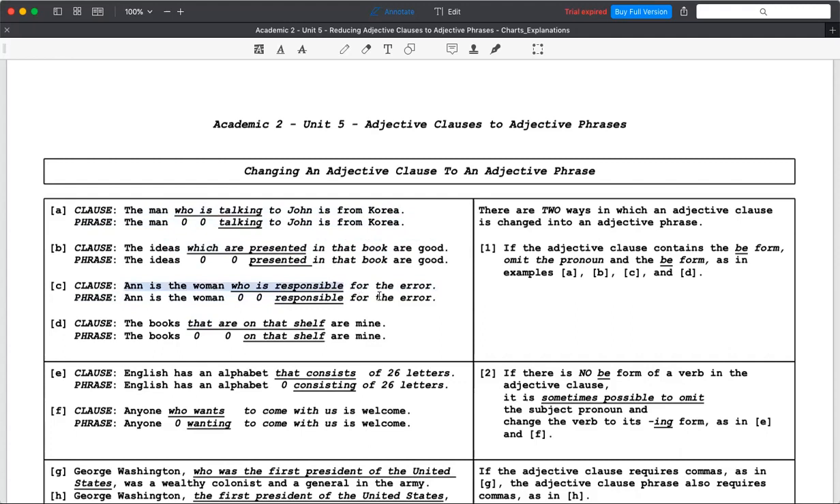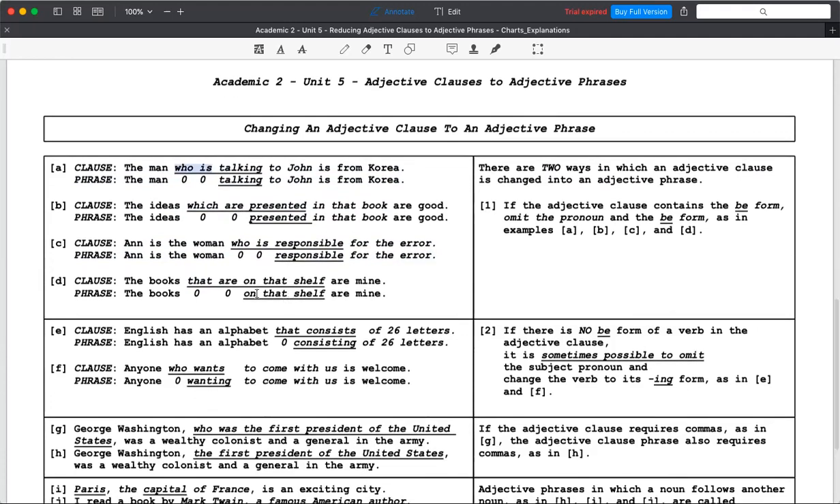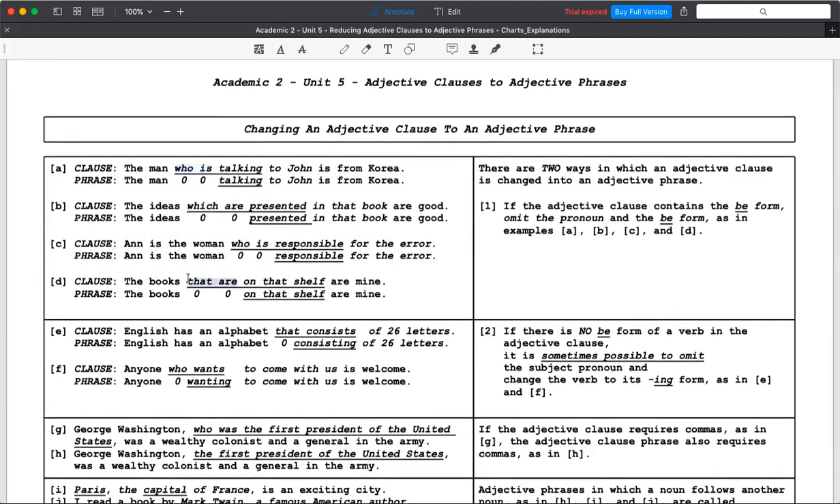Anne is the woman who is responsible for the error. To shorten it and make it a phrase, you say "Anne is the woman responsible for the error." If I have my verb in the passive, I keep it in the past participle. If I have it in the -ing form, I keep it the same. If I have an adjective, I just eliminate the verb be and the pronoun. Just the verb be and the pronoun.